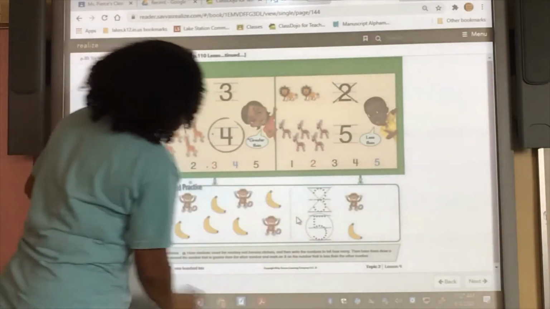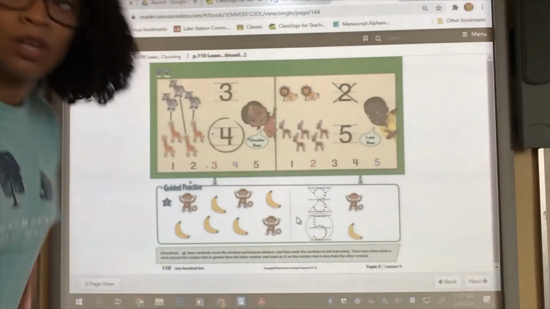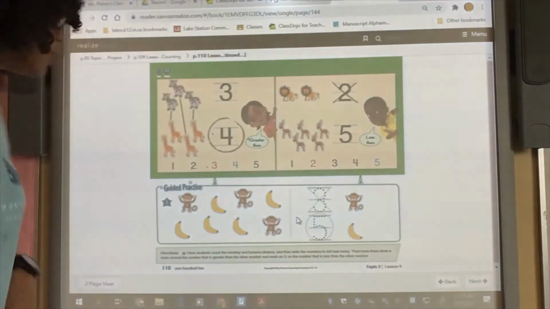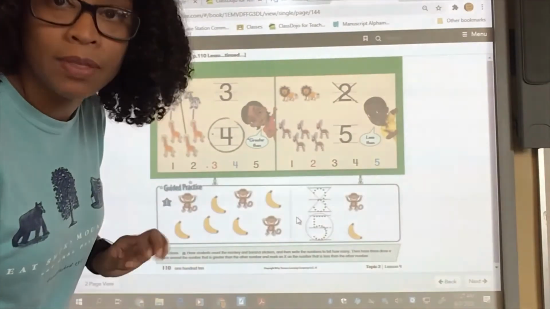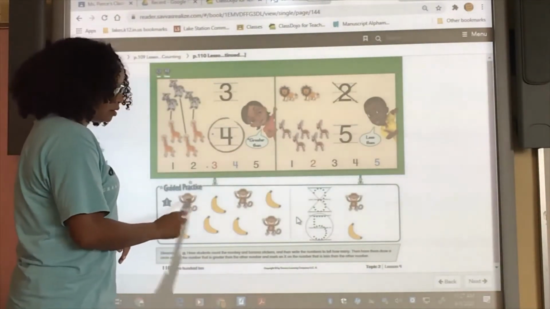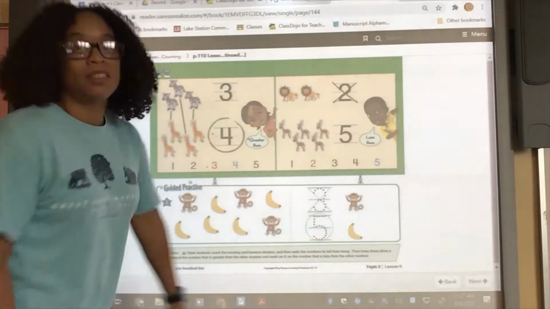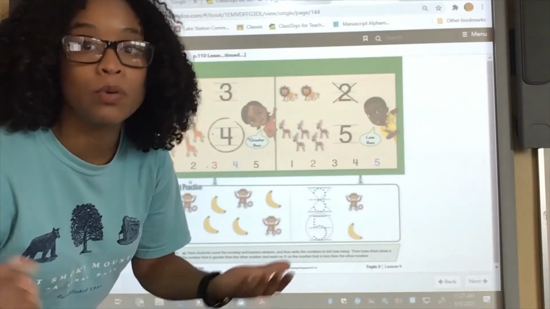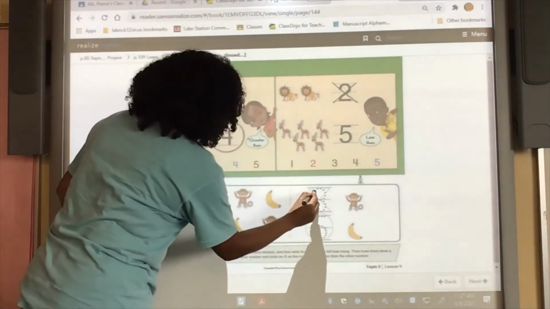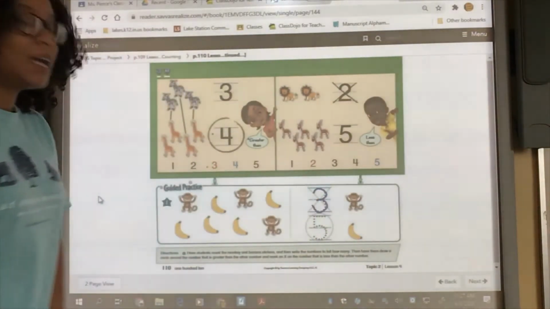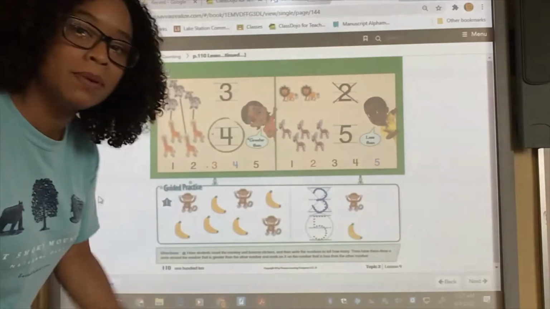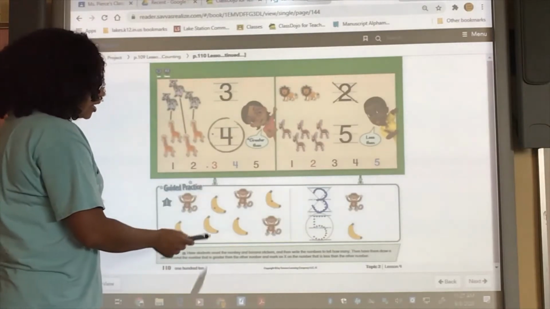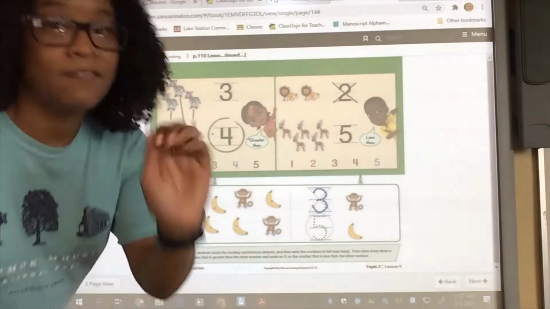Erase my numbers. Okay, so another practice one they have us counting bananas and monkeys, cute little smiley monkeys. So let's first count the monkeys. 1, 2, 3. There are 3 monkeys. So how would we show that there are 3 monkeys? We would write the number 3. So I'm going to write the number 3 around and around. Now, let's count the bananas. Let's see how many bananas we have over here in this group. 1, 2, 3, 4, 5. There are 5 bananas.